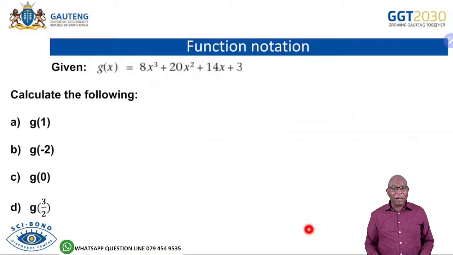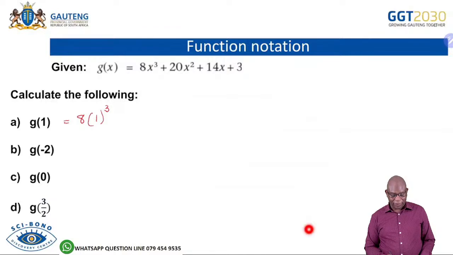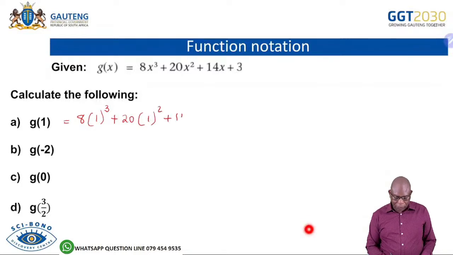Look at this. I'm given g of x, it's 8x cubed plus 20x squared plus 14x plus 3. Now, the first question says calculate g of 1. What does that mean? It means that wherever I see an x, I'm going to substitute the x by 1. So in the first one, I'm going to say 8 into 1, 1 must be cubed, plus 20 into 1, 1 must be squared, plus 14 into 1, plus 3.